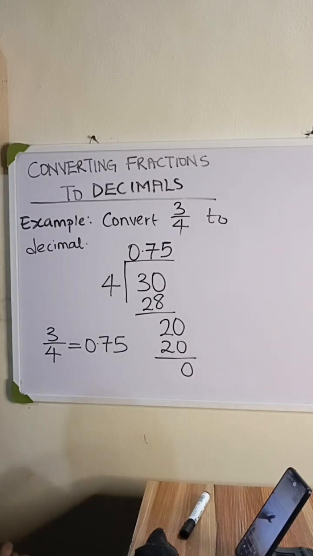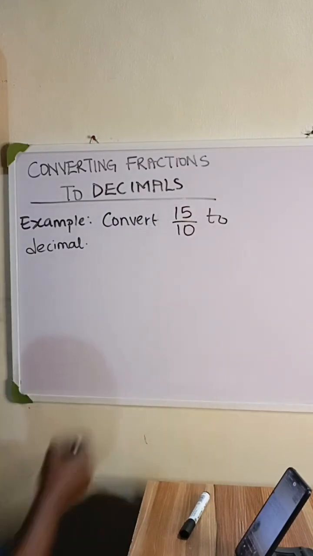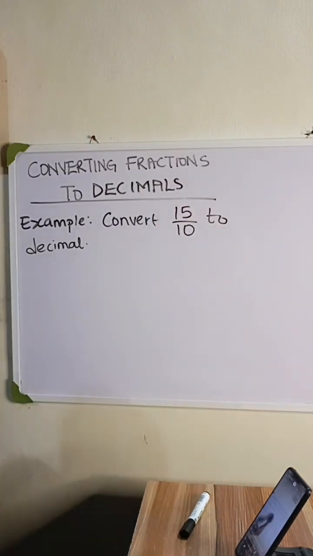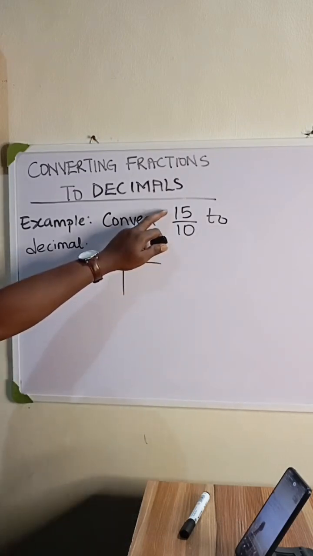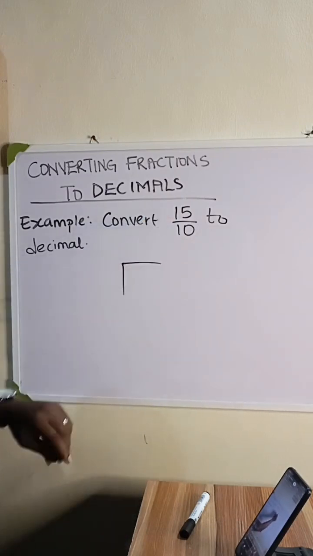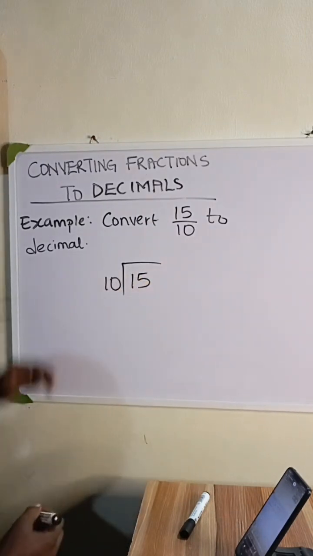Now we want to look at a situation where we are working with an improper fraction. 15 over 10. This is also simple. So this is an improper fraction because the numerator is larger than the denominator. So we have 15 inside and 10 outside.